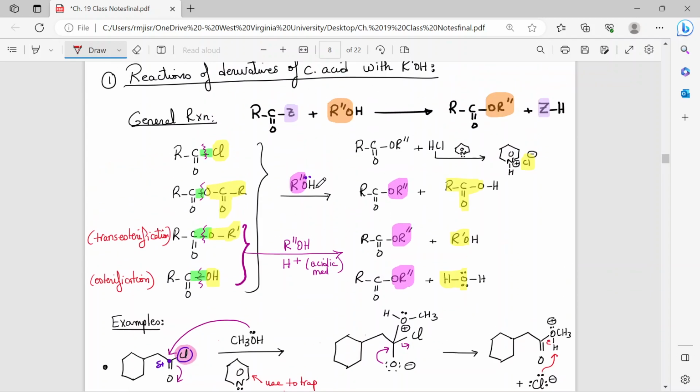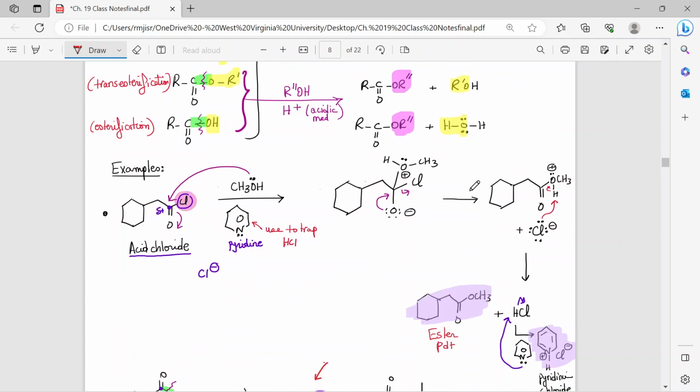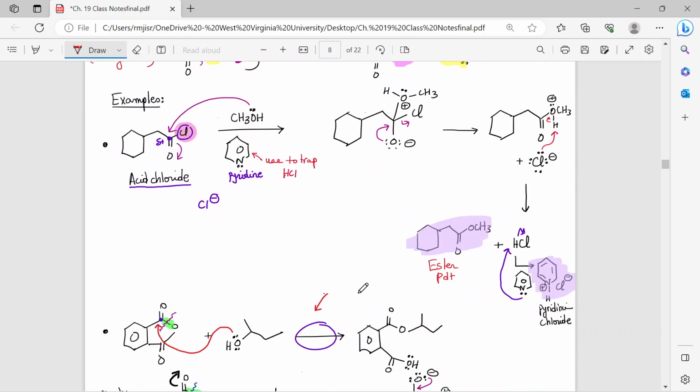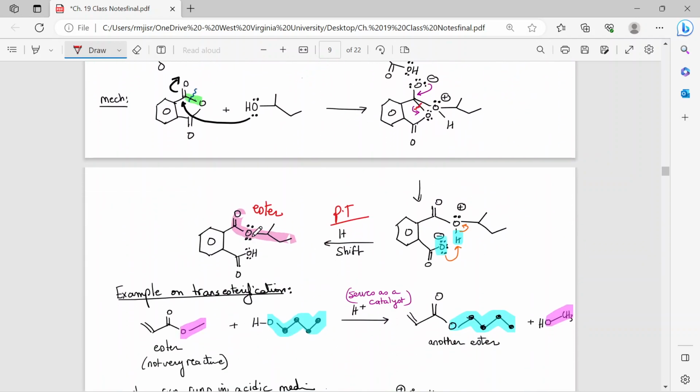But the difference in our example is that I'm starting now with a cyclic anhydride. Cyclic anhydride means that those two are going to be connected with each other. And this is what I have over here. They are connected with each other. So I'm going to form the ester and the carboxylic acid in one molecule.